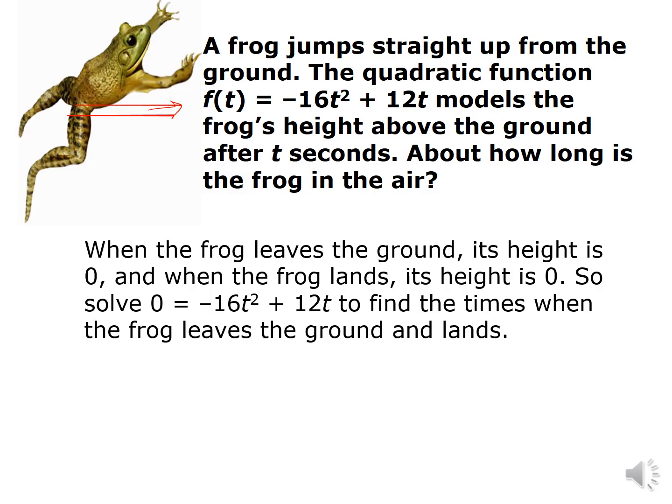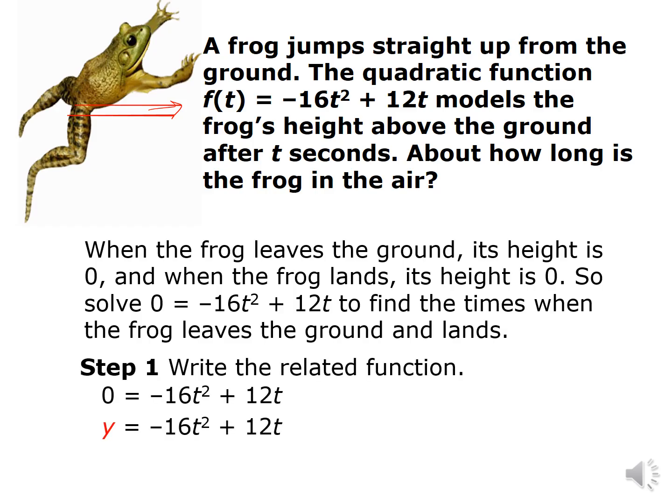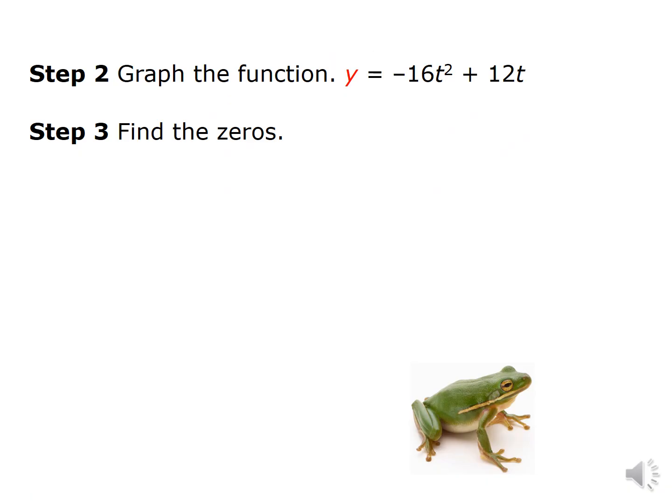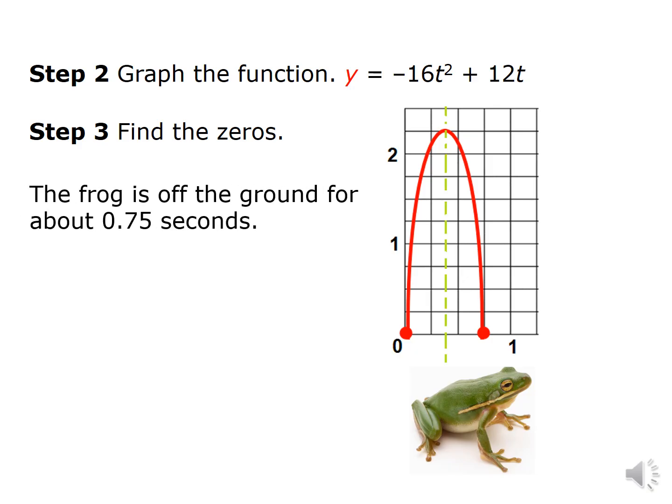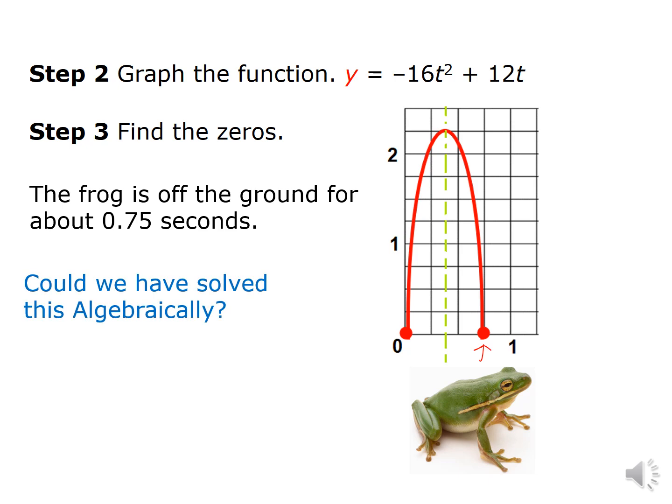So write the equation, write the related function, which is the 0, which we learned before, and now we're going to graph the function to find the zeros. So there's the graph of this function. The frog is off the ground for 3/4 of a second. So he jumps pretty far. Okay? Now, could we have solved this algebraically? Sure. We could have done this. Our zeros are 0 and 3/4. So yeah, that's 0.75 seconds.